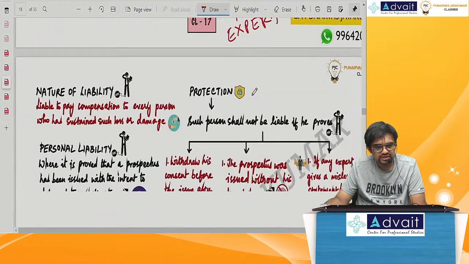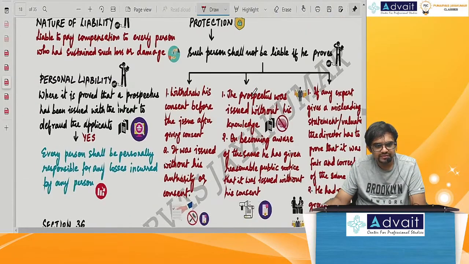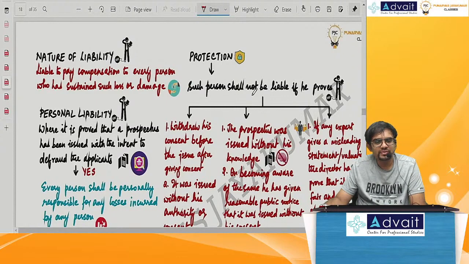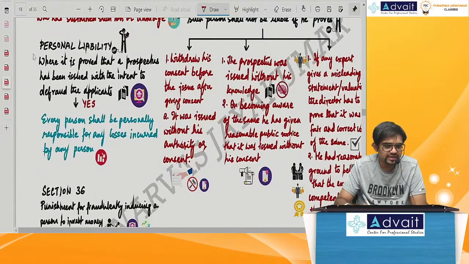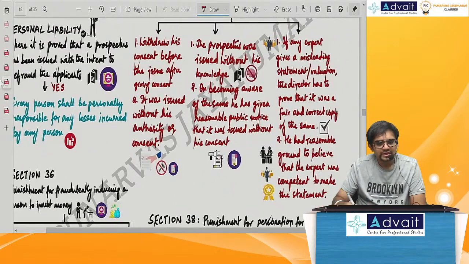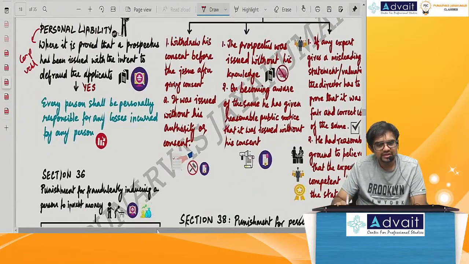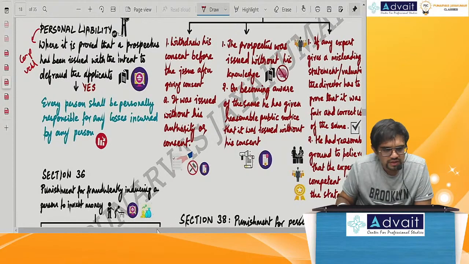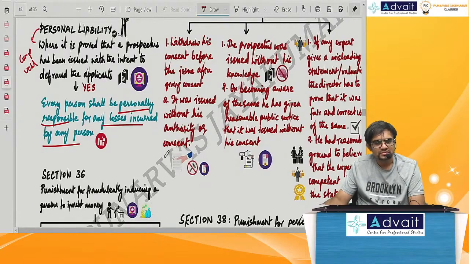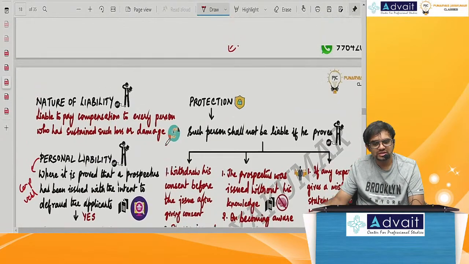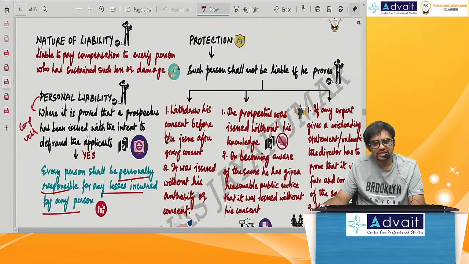Yes, before issue it has to be registered, correct. Next, nature of liability. Liability to pay compensation to every person who has sustained such damage. Personal liability is there. Personal liability, this is the concept of lifting the corporate veil. They lift the corporate veil and make the liability personal liability. Every person shall be personally responsible for any losses incurred by any person. So there will be a personal liability on all these things. Will there be protection involved? Yes. Such person shall not be liable. Which person? This is the protection. This is an important thing.